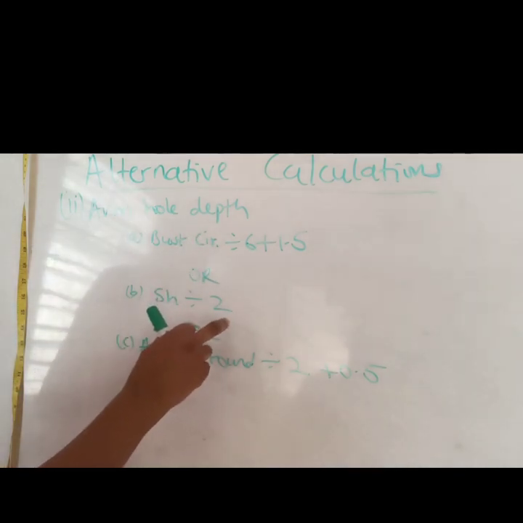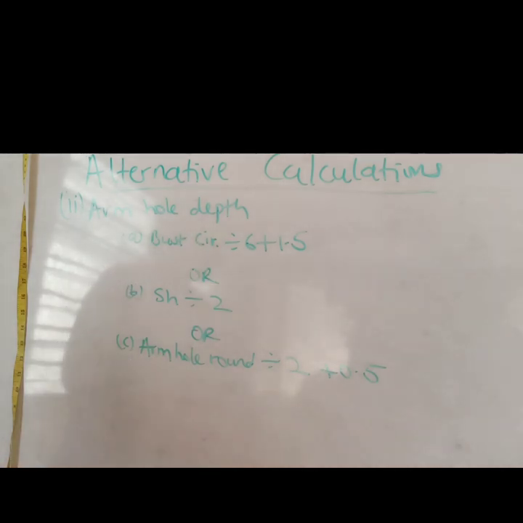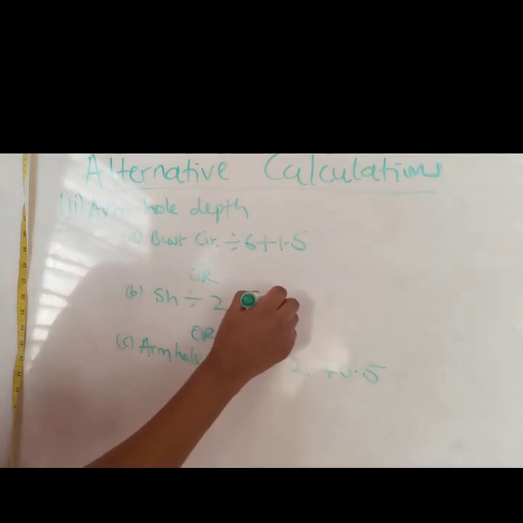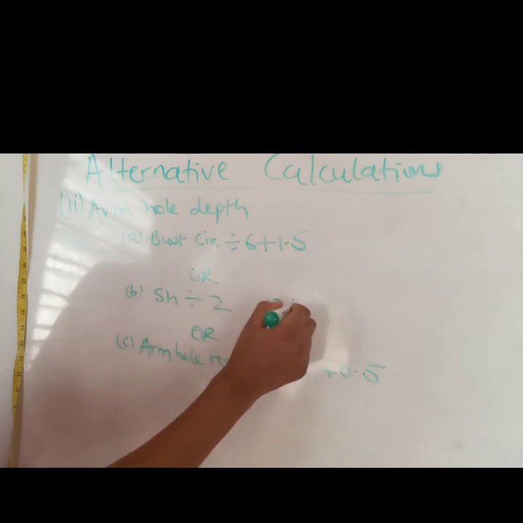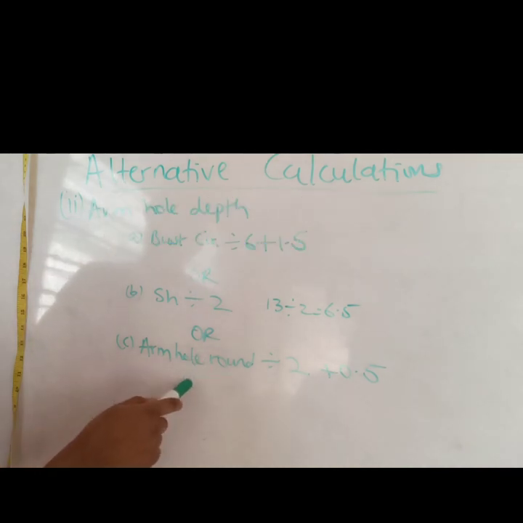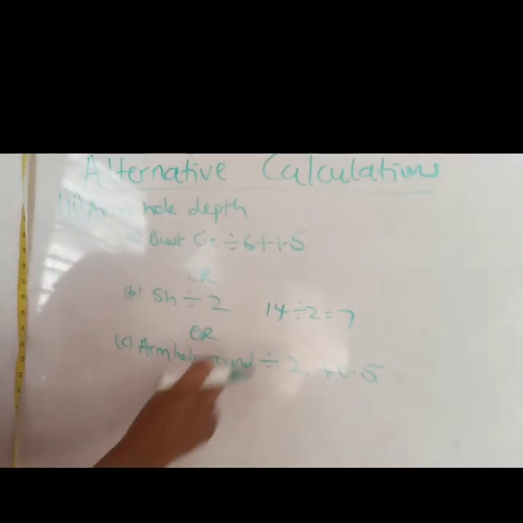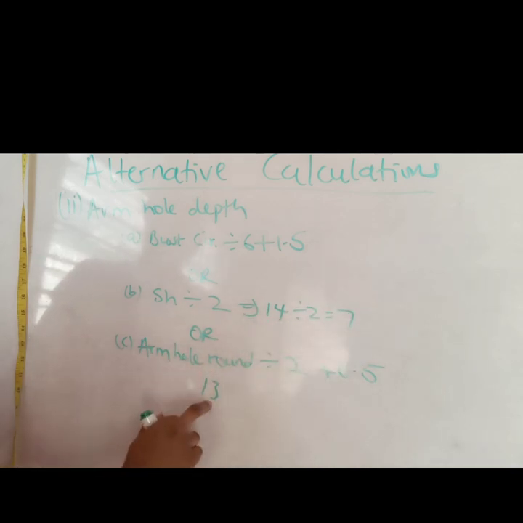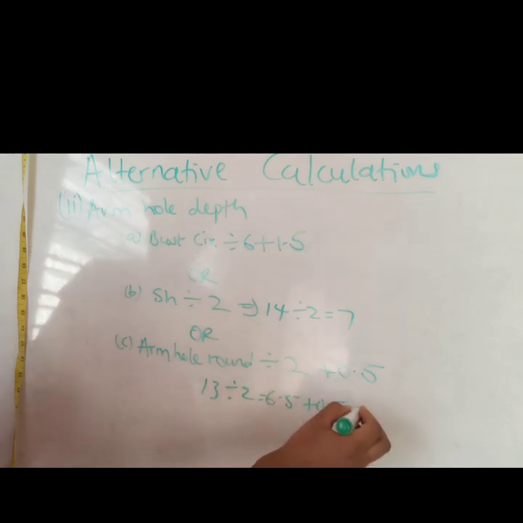If you know the shoulder, like we used on the mannequin, the shoulder was 13. Divided by 2 will give us 6.5. Or we use the armhole round. On our mannequin, the shoulder was 14. 14 divided by 2 is 7. The armhole round was 13. 13 divided by 2 will give us 6.5. So you add 0.5 to that and you have 7. So either way, you have the same thing.